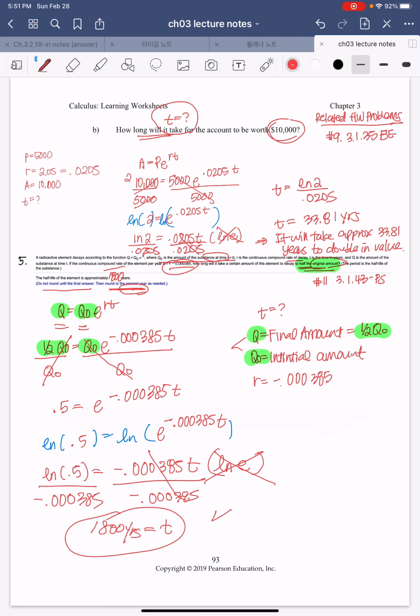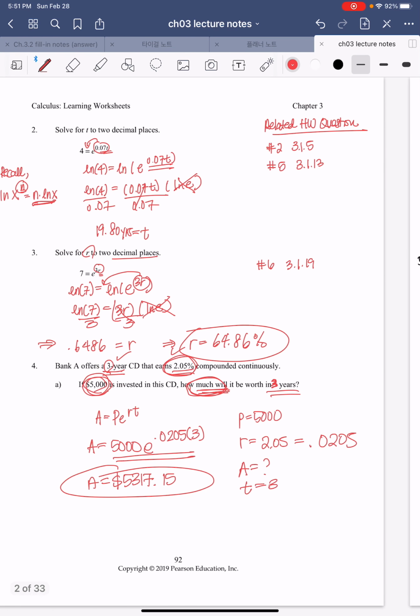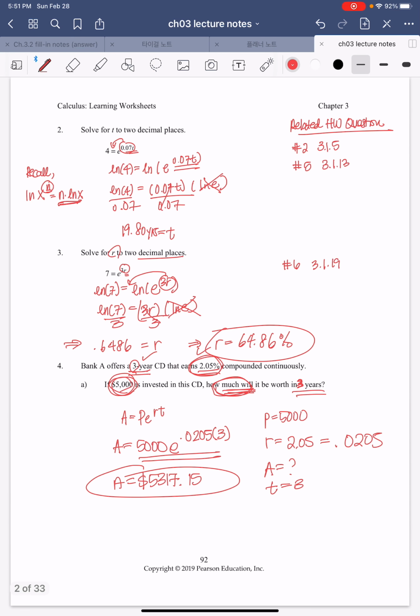Okay, so this is a pretty short section, dealing with just two things: the definition of e, and one formula to explore compound interest and the decay formula. On the next video, we will move on to 3.2.